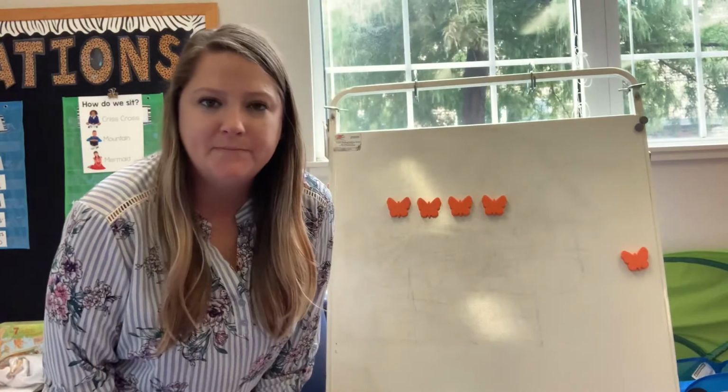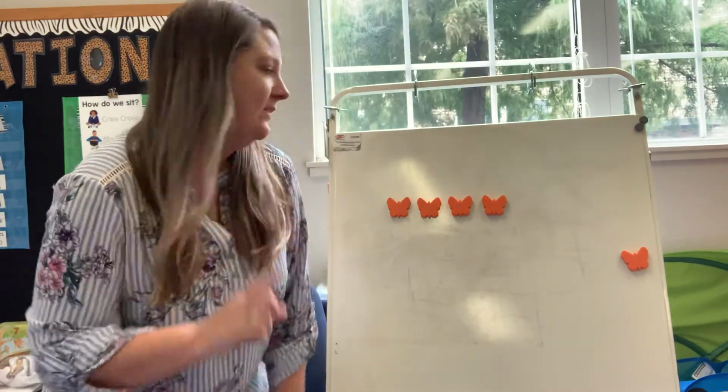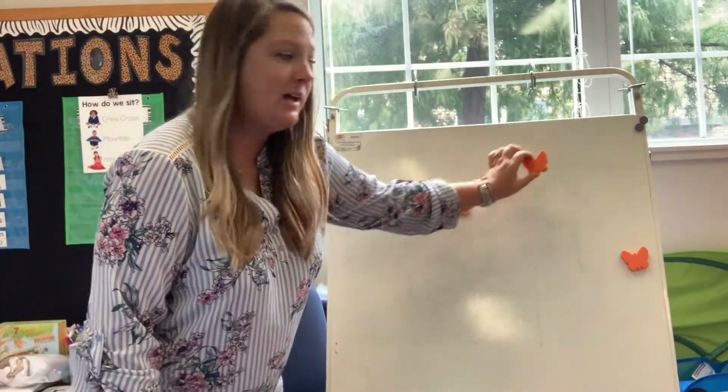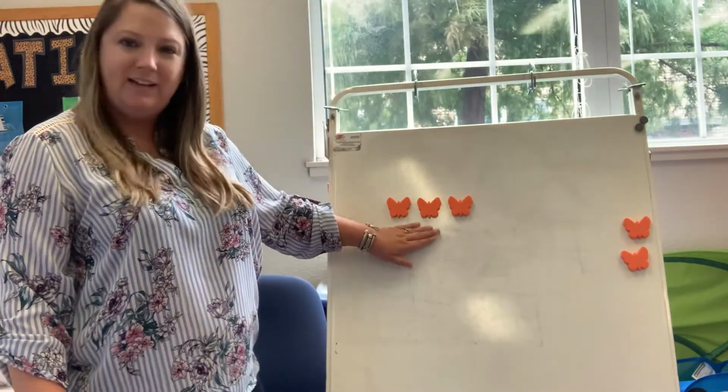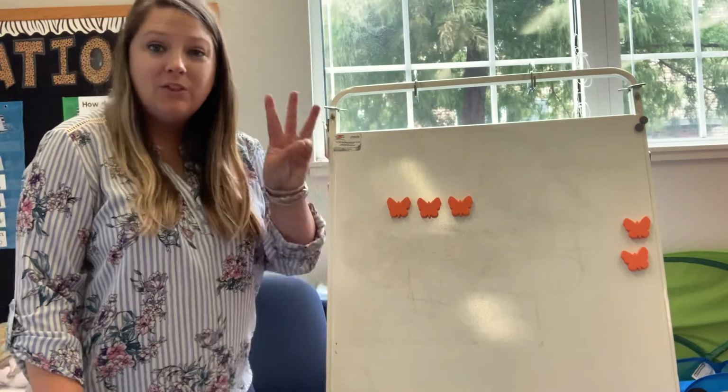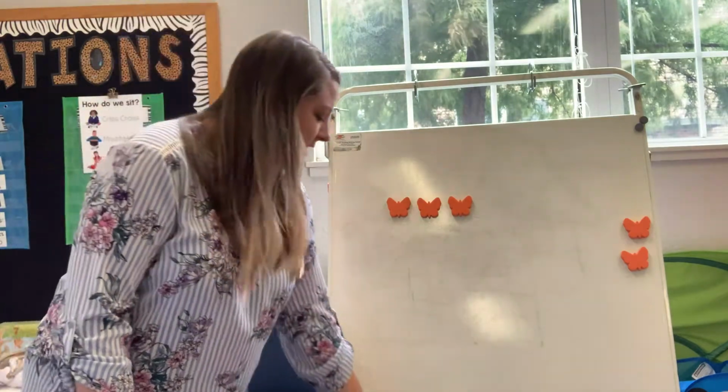Something went away. So I don't need to bring some more. I need to take some away. How many butterflies flew away? 1 butterfly. So look, I'm going to take 1 butterfly and I'm going to put it away. How many butterflies do I have left? 3 butterflies. That's right.